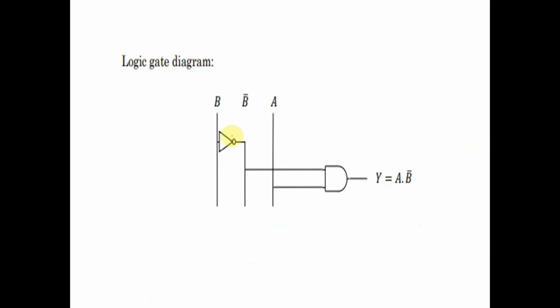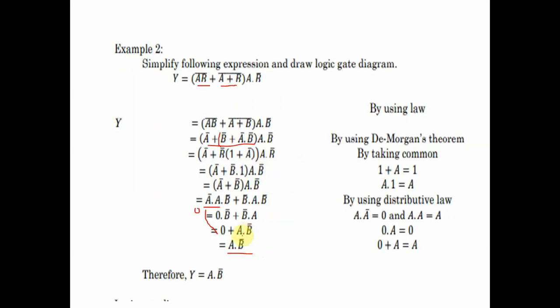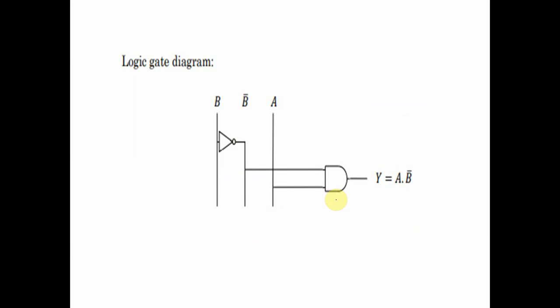So here, b is taken through a NOT gate. This is the final expression. In between a and b bar there is an AND gate present, so the final expression is like this.